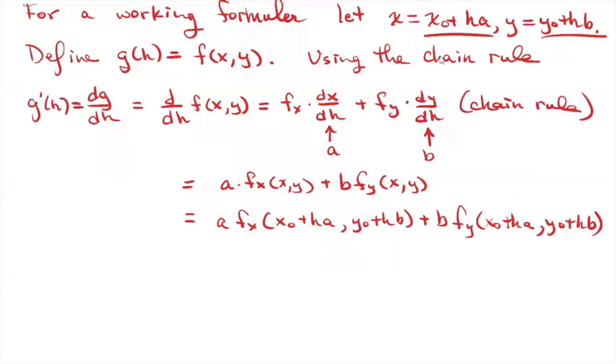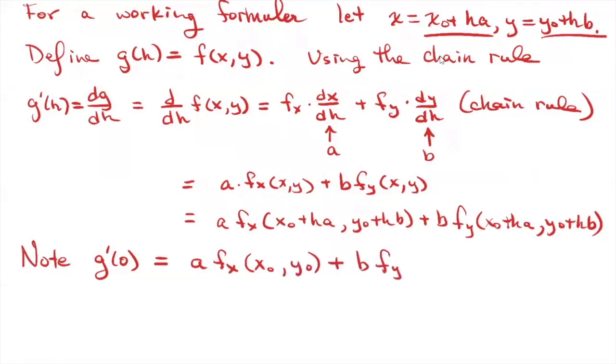And then note g prime at 0 would be a f x, and this is where h is 0. So this is at x naught, y naught, plus b f y at x naught, y naught, because h is 0. So I'll make a note of this, h is 0.